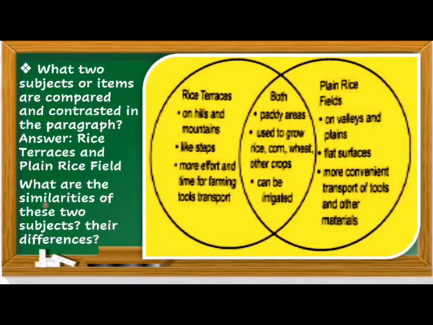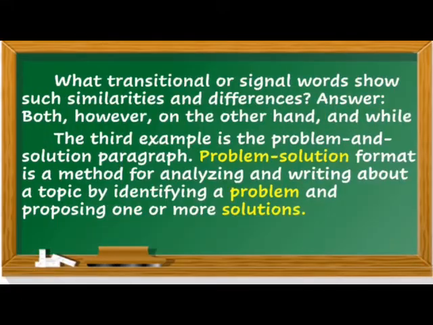So what are the similarities of these two subjects and their differences? So as I have said a while ago, the differences were written here on both ends, and in the center is the similarity of the two subjects. Okay? What transitional or signal words show such similarities and differences? So you have both, however, and on the other hand, and while.